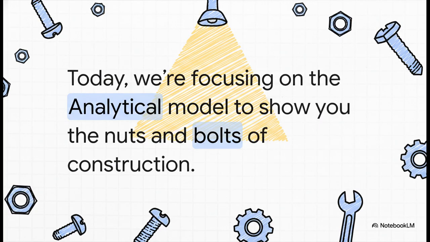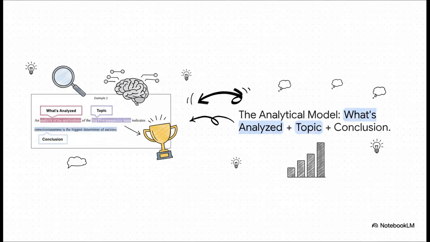But to really show you the nuts and bolts of how this works, we're going to focus our little construction project today on that analytical model. Okay, let's break this example down. An analysis of, that's part 1 of our formula, the what's analyzed. Then, the big 5 personality traits, that's our specific topic. And finally, indicates conscientiousness is the biggest determiner of success. That is our conclusion. See how those 3 distinct pieces just lock together to form one clear, solid statement?